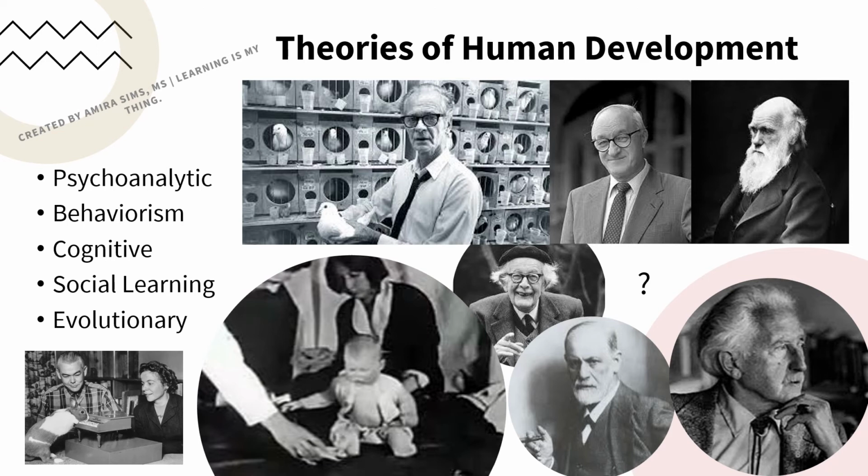Last but not least is the evolutionary approach. We have an image of Darwin representing the evolutionary approach to human development. But keep in mind, Darwin was a scientist, not a psychologist, but a lot of his ideas about the way we're influenced, multi-generational, and influenced based on reproduction, have seeped into ways to explain why people do what they do.